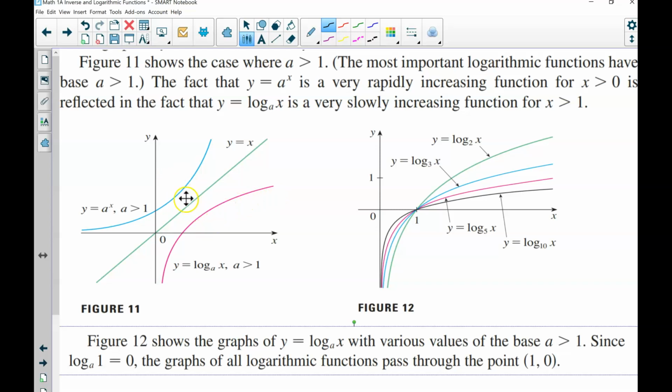And again, that's because they are inverses of each other, with the line of symmetry being y is equal to x.